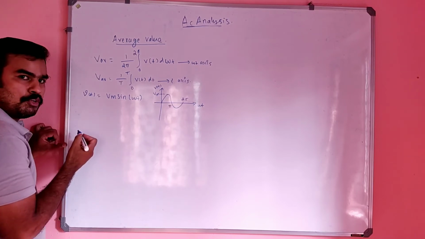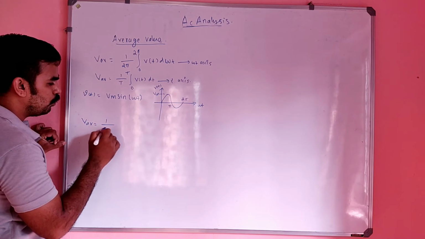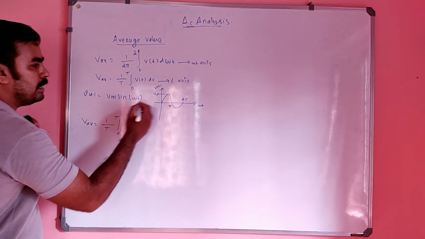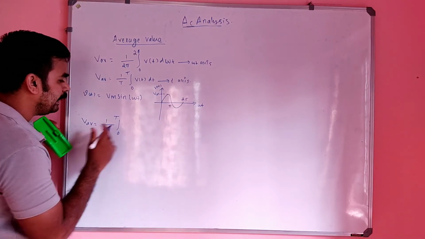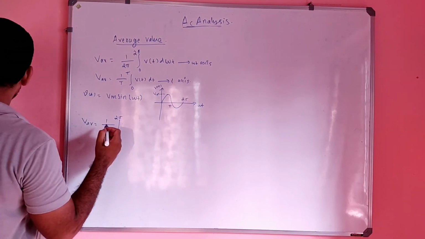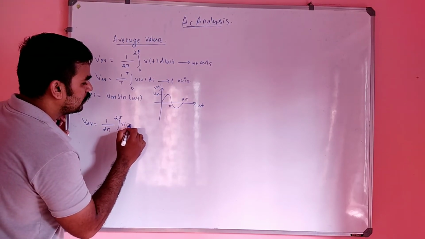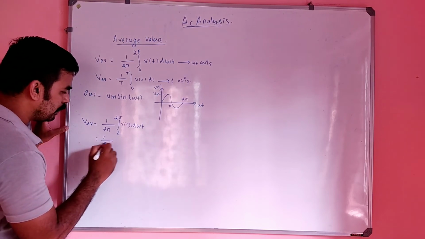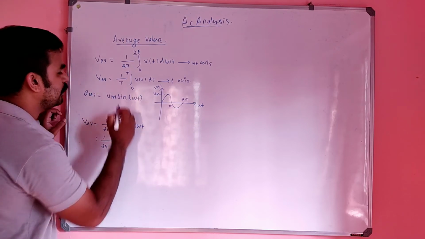So what is the average value by the definition of the equation? V average is nothing but 1 by T integral 0 to T. For the omega t axis now, instead of T you can write 2 pi, of V of t d omega t. Or in other words, it is nothing but 1 by 2 pi integral 0 to 2 pi of V of t, which is nothing but what?